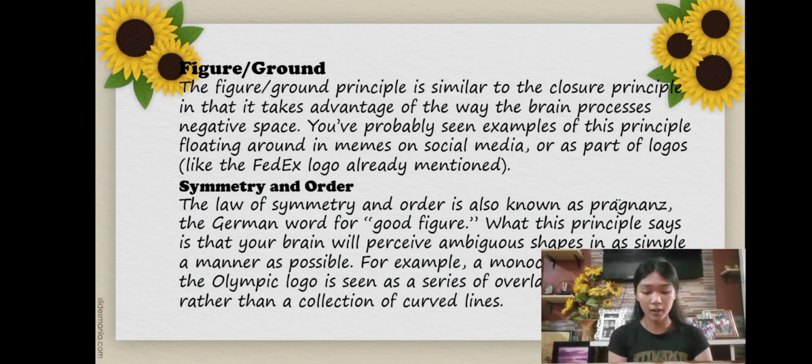Next is the figure and ground, and the symmetry and order. First is the figure or ground. This is also similar to closure. Your brain will distinguish between an object and what is considered to be the ground of an image. And yung symmetry and order naman is a grouping law that states that elements that are symmetrical to each other tend to be perceived as a unified group.